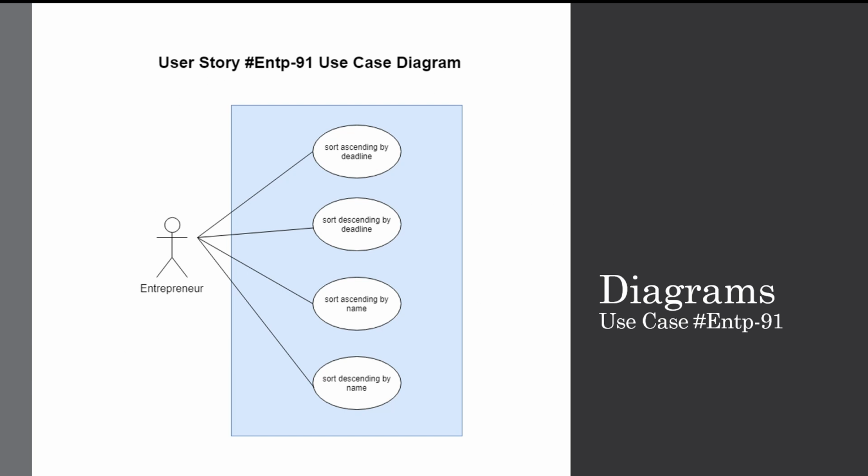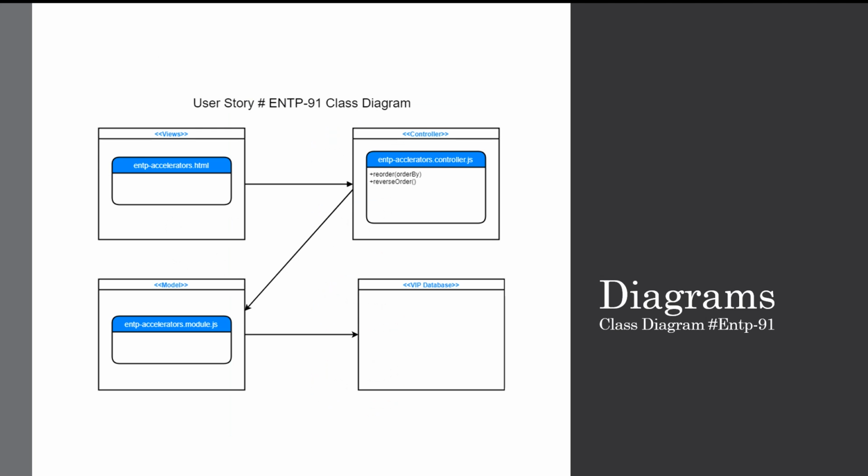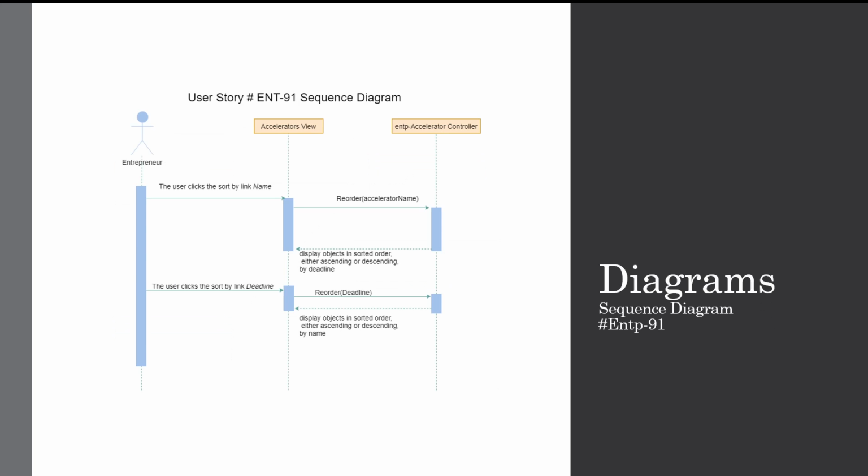Here I'm showing you the use case diagram for user story Entp91. The user is the entrepreneur and can do the following: sort accelerators in ascending order by deadline, sort accelerators in descending order by deadline, sort accelerators in ascending order by accelerator name, and lastly, sort accelerators in descending order by accelerator name. Next is the class diagram. The user story uses the standard model view controller framework. Here is the sequence diagram for this user story, depicting the actions performed by the user and the sequence of events that the system takes in response.